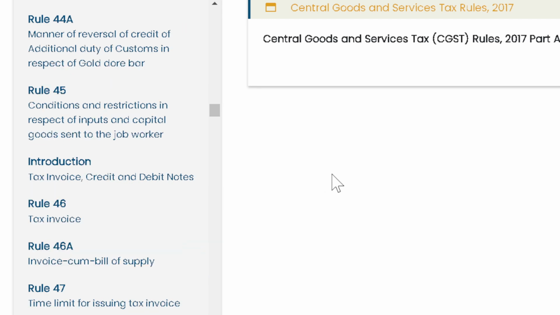Today we have discussed up to 45 rules. We will continue tomorrow.